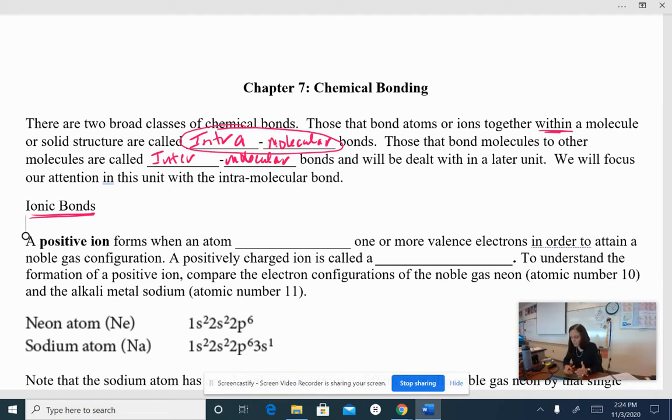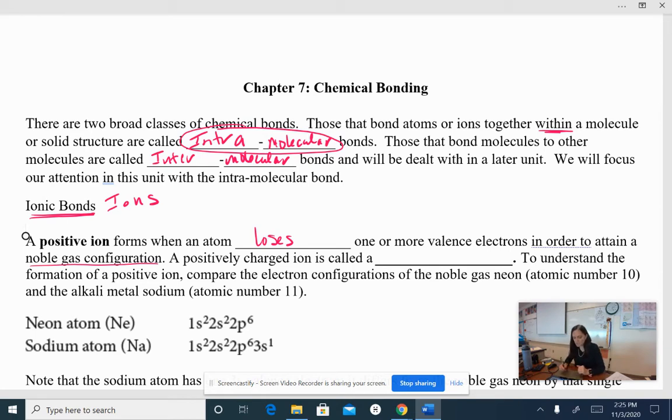So the first thing, in order to figure out ionic bonds, we have to figure out ions. And I've introduced ions to you a little bit before. We're going to talk about how positive and negative ions are created, okay? So a positive ion forms when an atom, let's see, how would I make things positive? I would have to lose electrons, right? So a positive ion forms when an atom loses one or more valence electrons in order to obtain a noble gas configuration.